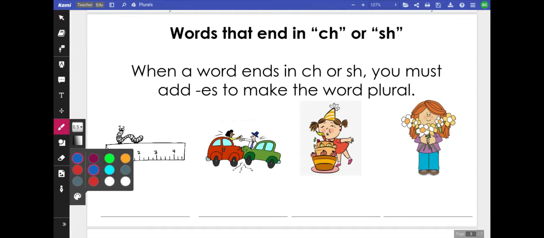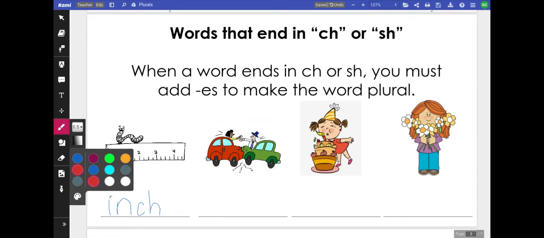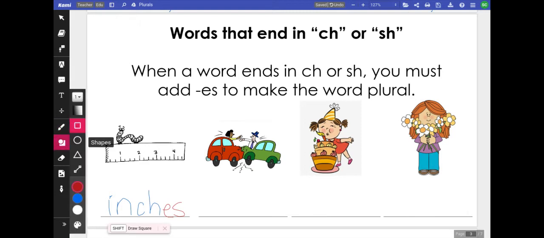Let's sound that word out. Inch. In, inch. Now, we don't have to take anything away in this word. We just have to add es to make it plural. So instead of inch, we have inches. Let's try the next word.